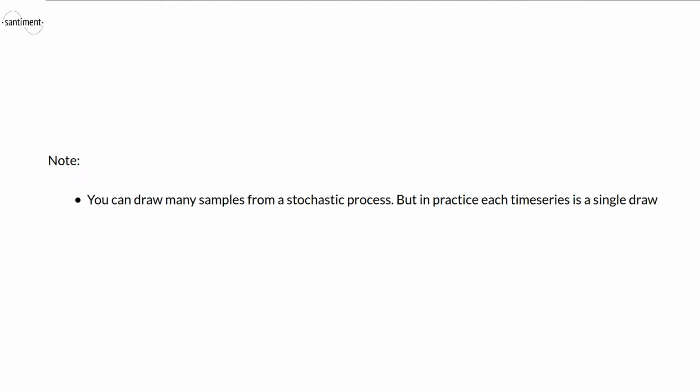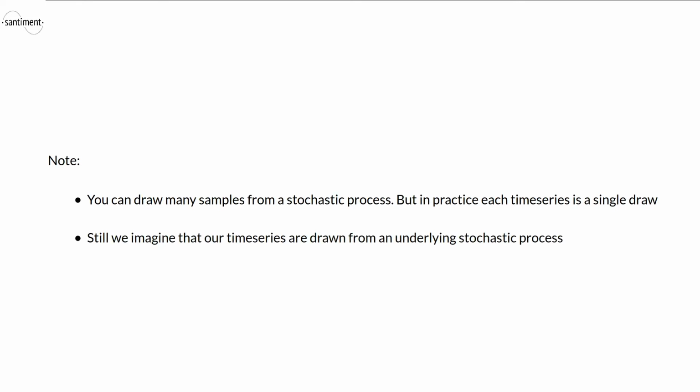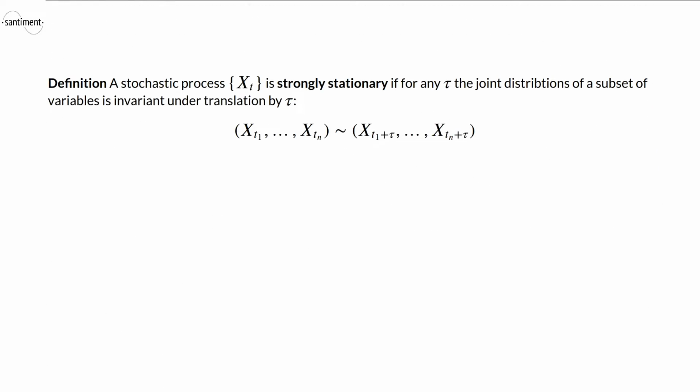So this is just one note. If we have a stochastic process defined like this, we can draw many samples. But in reality, we use time series data, and each time series gives us only one sample, only one value for each time. But still, we often imagine that our time series is one sample drawn from some underlying stochastic process, and we want to understand the properties of this process. Okay.